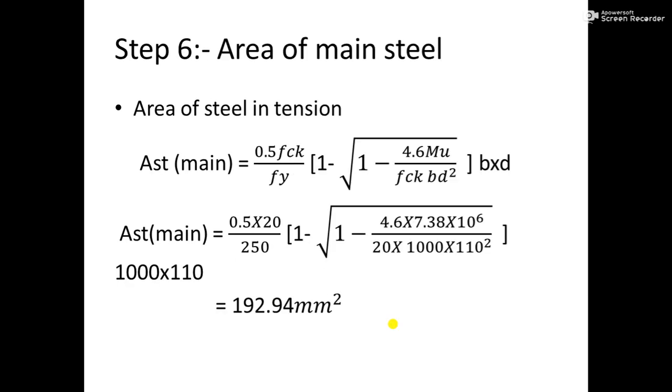Then calculation of main steel area. Again the same formula as used in the first problem for the one-way slab, that is Ast main equals 0.5 fck upon fy into bracket 1 minus under root of 1 minus 4.6 Mu upon fck b d square, bracket complete, into b into d. Then the total calculation is 192.94 mm square. You check this calculation very accurately. Sometimes these values are wrong, but you have to correct it. That is very important. So this is the main steel area.